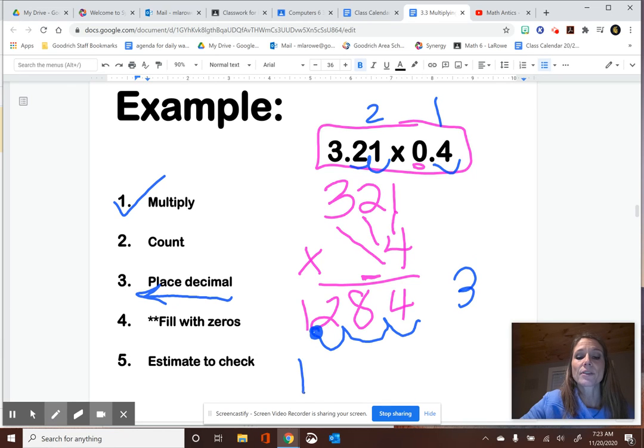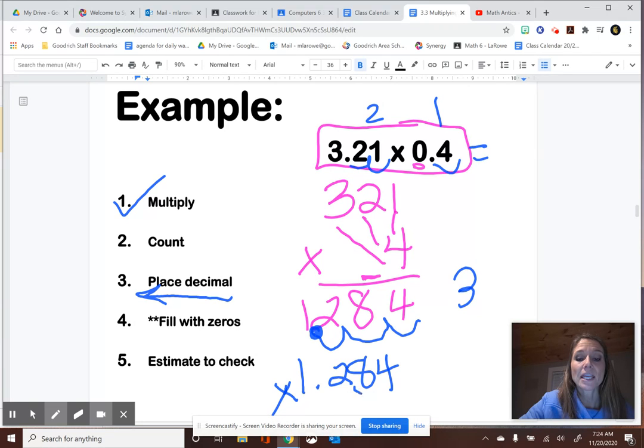So we end up with 1.284 as the answer to this problem. If I estimated three groups of about 50 cents, that's like $1.50, and 1.284 is pretty close to that $1.50 amount. If my decimal were too far over, it would have been like 12 cents. If my decimal didn't go far enough, it would be here at 12-ish, and that's nowhere close to that.